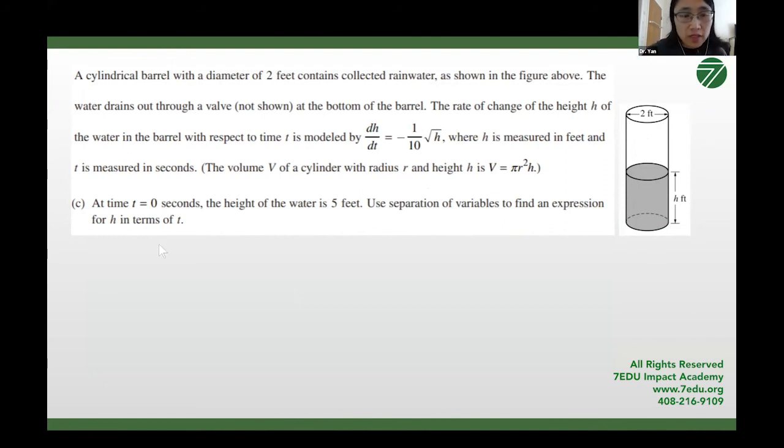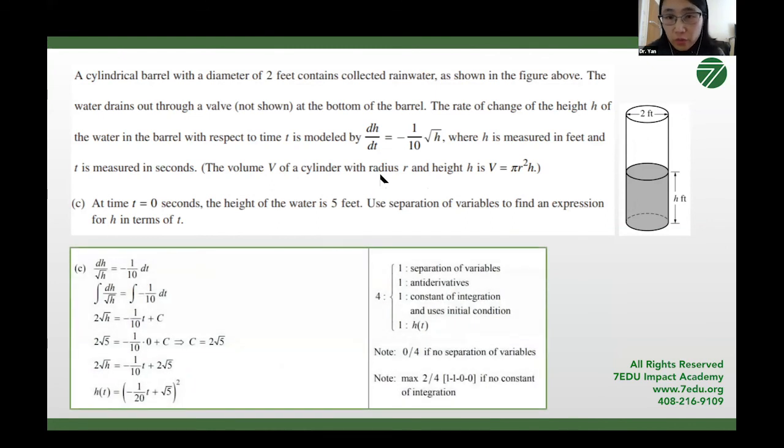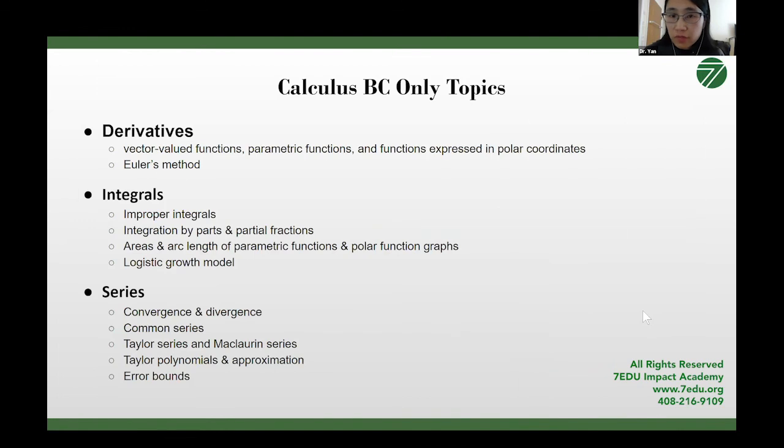And here's another one. This is a problem that the majority of students missed. This is a separable differential equation. Again, you first separate the variables h and t, and then take the integral on both sides and follow the steps. This is a free response question from last year that most students missed, and that problem actually had a pretty low accuracy.